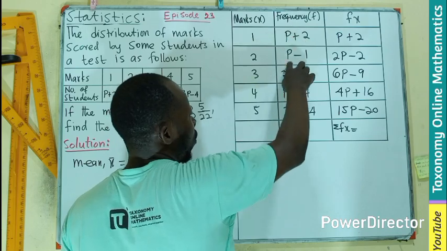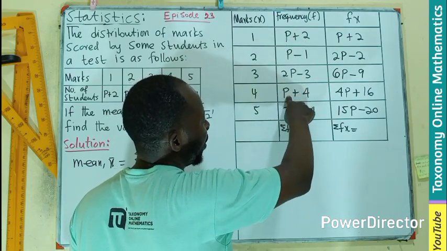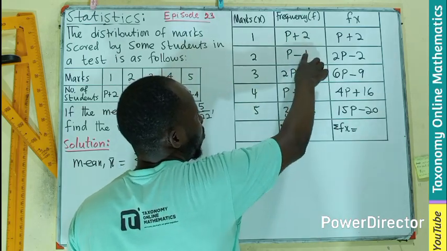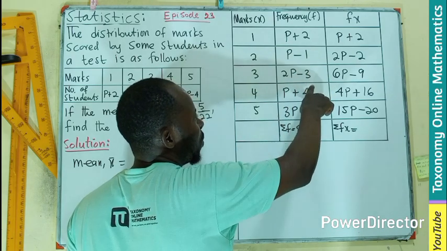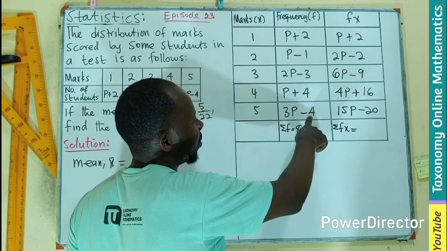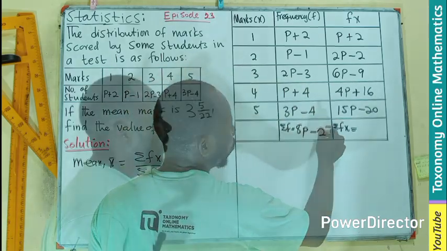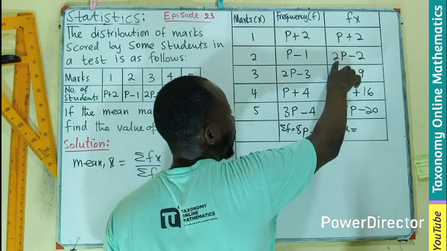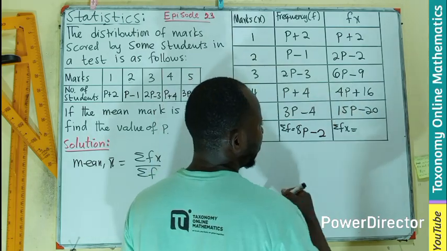So we are going to add all of this. This will be p plus p, 2p, 4p, 5p. That will be 8p. Then 2 plus this will be 1, 1 plus this, minus 2. Minus 2 plus this will be 2. That is 2 plus this will be minus 2 also. What next? This is going to be p plus 2p, 3p, 9p, 13p, so 28p.